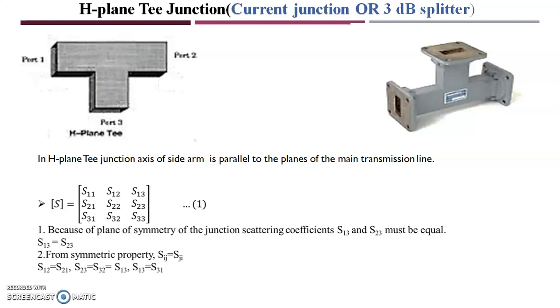And this H plane T, as I told you, since it has 3 ports, will result in a 3 by 3 scattering matrix, and this 3 by 3 scattering matrix can be written in this form. Here we have to apply all the properties of the scattering matrix to get the relationship between incident and reflected waves. It has a plane of symmetry at the junction, therefore S13 is equal to S23. From the symmetric property we can also write Sij is equal to Sji. So S12 is equal to S21, S23 is equal to S32, S13 is equal to S31.